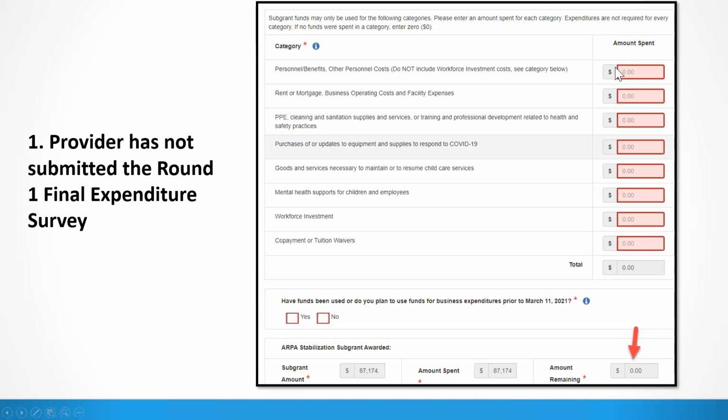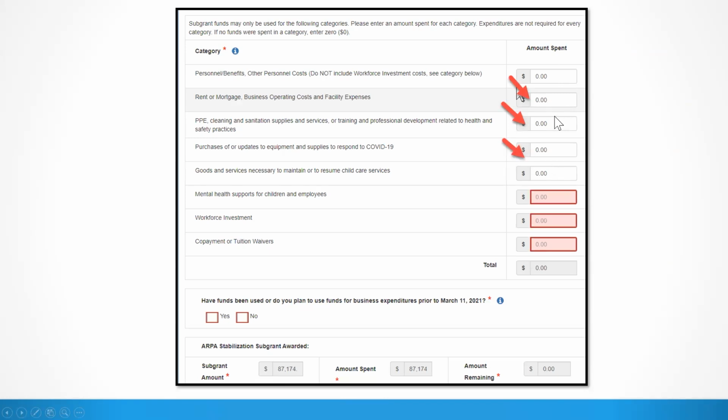You will notice that you have red boxes under each of the categories, even though your sub-grant amount and your amount spent are the same and you don't have any balance remaining. What you have to do in this case is enter zeros. If you reported everything correctly and you followed the instructions for the Workforce Initiative, you can go in and put 0, and you will see that the red boxes will become white as you are entering the zeros, okay?